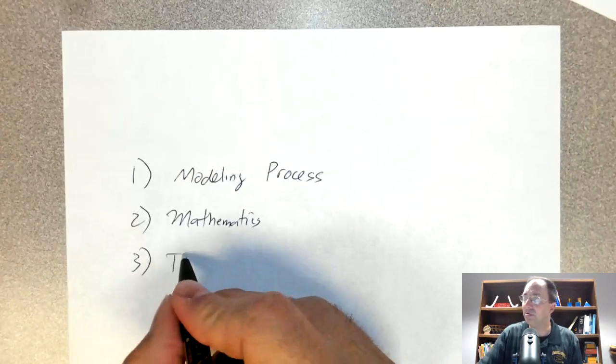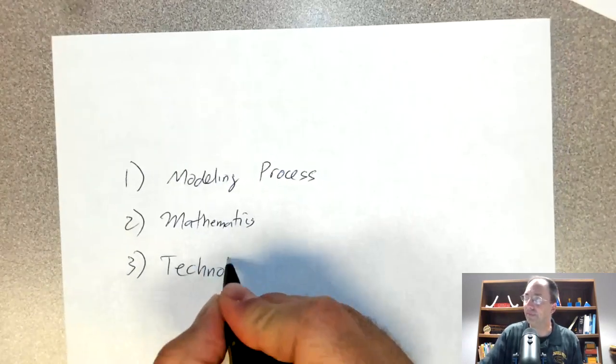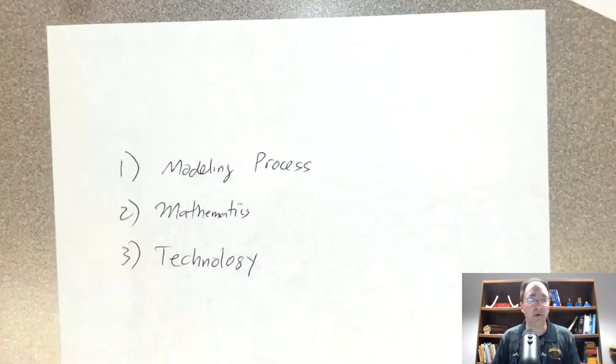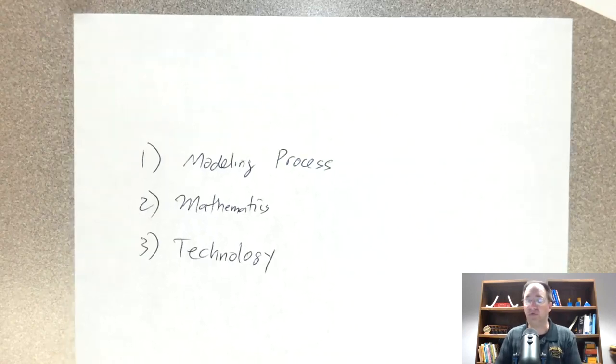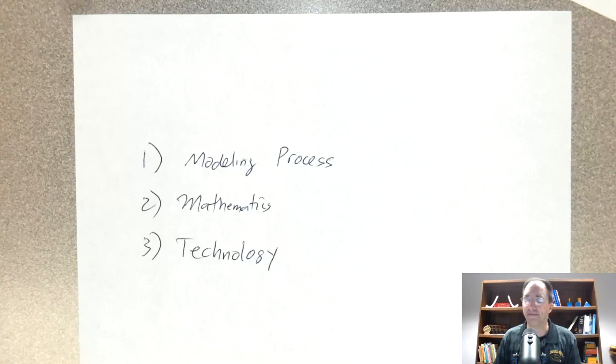Then the third toolkit is technology. You're probably familiar with a calculator, but a spreadsheet and a computer algebra system, among other things, can give us even more powerful tools to really tackle some tough problems. And that's what that chapter will be about.